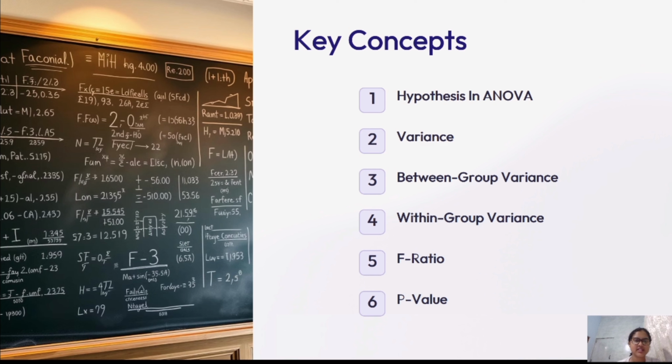F ratio, also known as F statistic. This is the test statistic in ANOVA and is calculated by dividing the between group variance by the within group variance. A higher F ratio suggests a greater likelihood that there is a significant difference between group means. P-value. The probability value that helps determine the significance of the test. If the p-value is less than a chosen significance level, the null hypothesis is rejected, indicating a significant difference between group means.